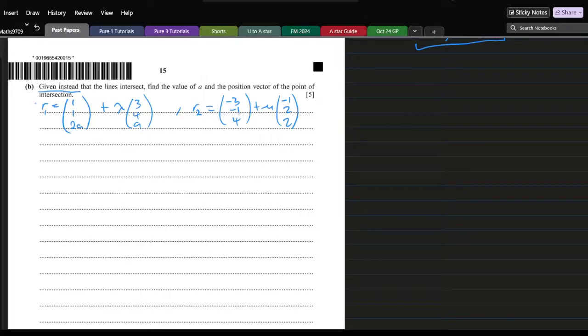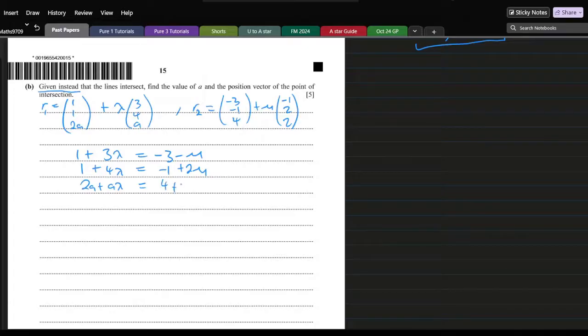From this first equation that we're calling R1, we can get 1 plus 3 lambda, that's from the x coordinate, and that must be equal to the x for R2, which would be -3 mu. And we'll do the same for the y coordinate. That's 1 plus 4 lambda is equal to -1 plus 2 mu. And we'll do the same for the z coordinate. That's 2a plus a lambda is equal to, and then R2 we get 4 plus 2 mu.